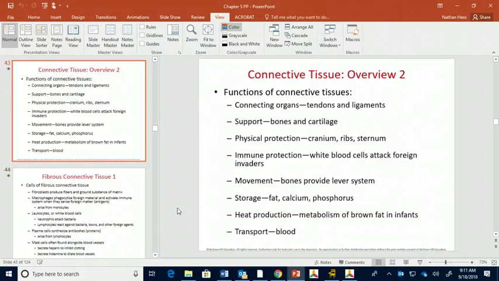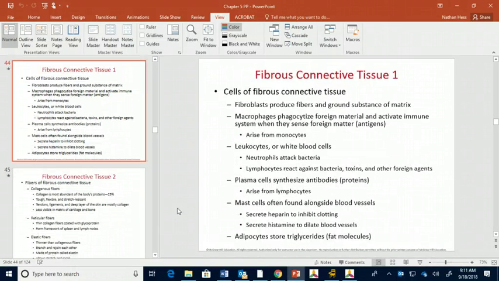Some pieces of the connective tissue, because we gave you some detail about the things that make up the connective tissue.